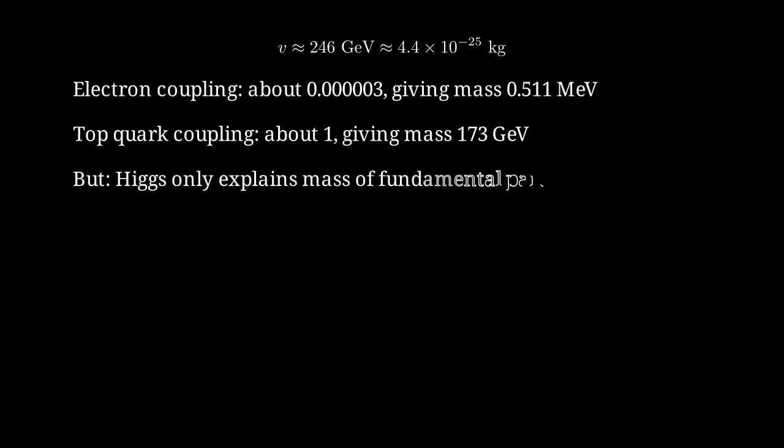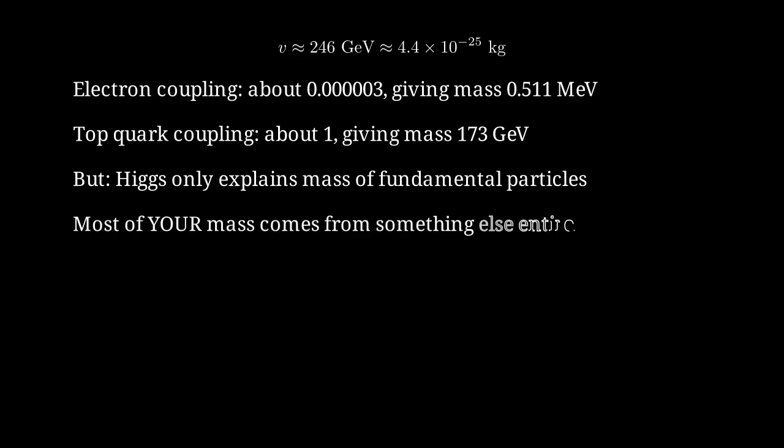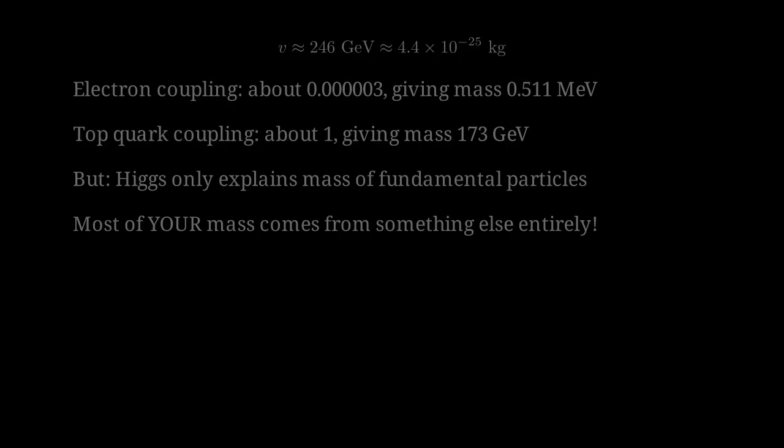Here's the catch. The Higgs mechanism only explains the mass of elementary particles, like quarks and electrons. Most of the mass in ordinary matter, including your body, does not come from the Higgs field. So where does it come from?